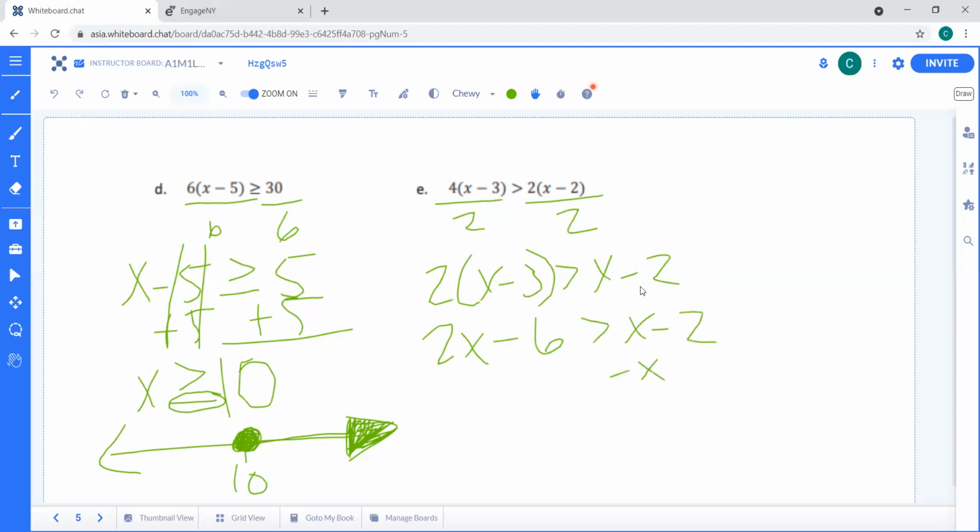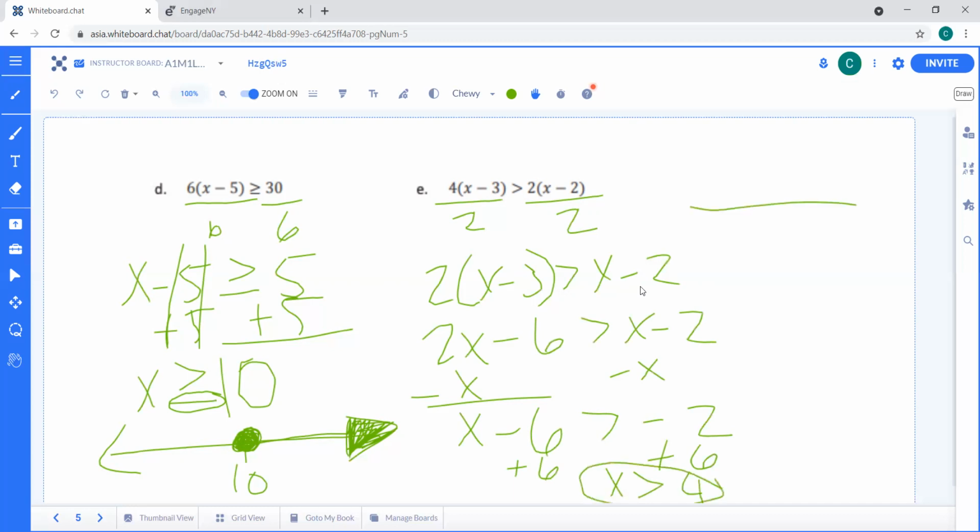Now I'm going to subtract x. That leaves me with x minus 6 greater than -2. Add 6, x is greater than 4. Okay, now if I do that on a graph, I'm going to put 4. And since it's not equal to, it's an open sign, an open circle, and anything to the right. Normally, I'm just going whichever way this is pointing. Pointing that way, so I'm going that way. X has got to be greater.